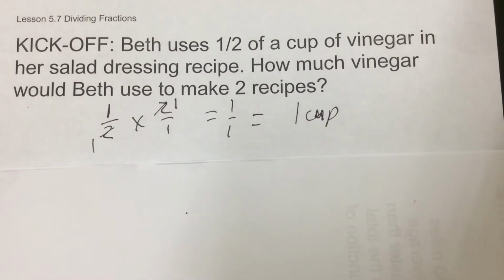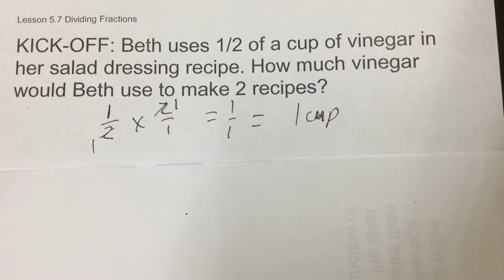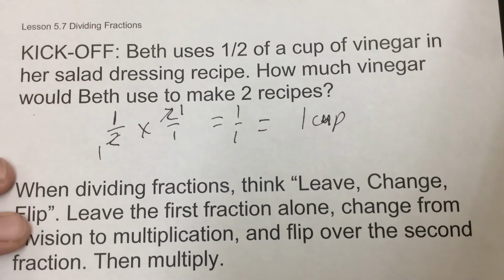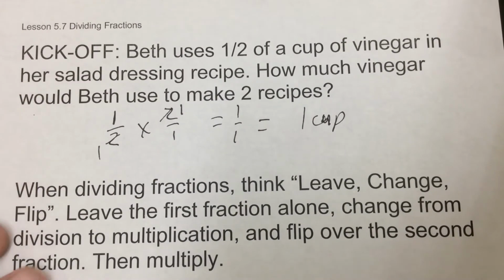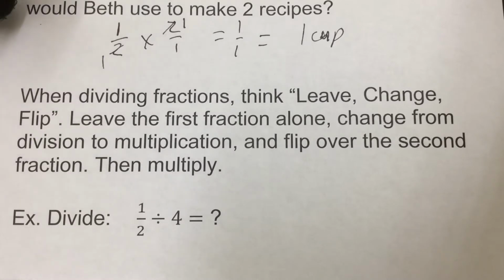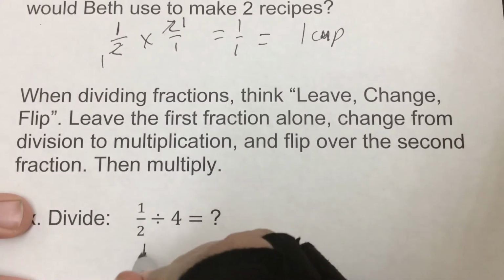All right. So dividing fractions. Really, we're going to use the same concept as multiplying, but we're going to do something to change it first. That's called leave, change, flip. So leave, change, flip, we're going to leave the first fraction alone, so exactly how it is. We're then going to change from division to multiplication and then flip over the second fraction, and then we just multiply like normal.